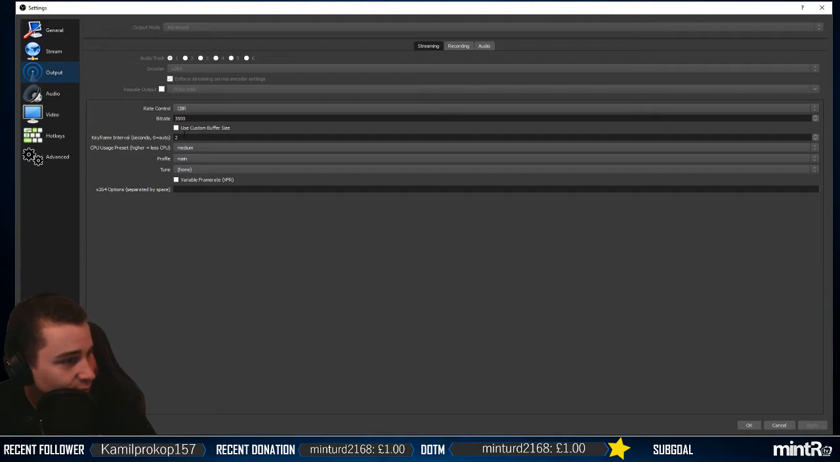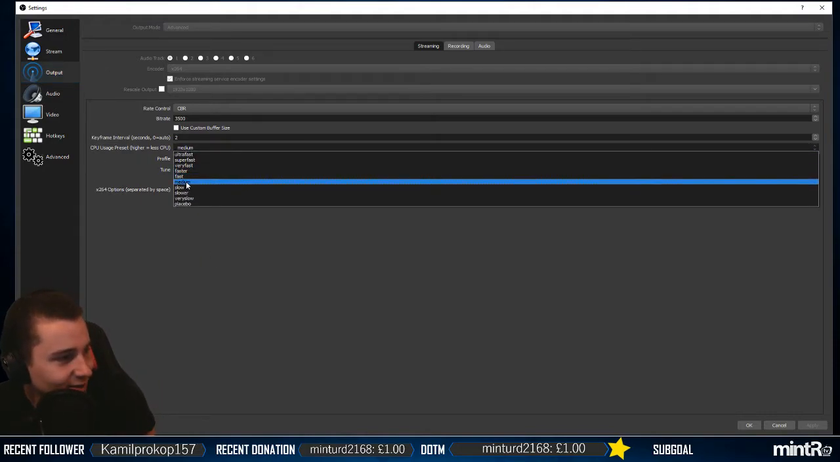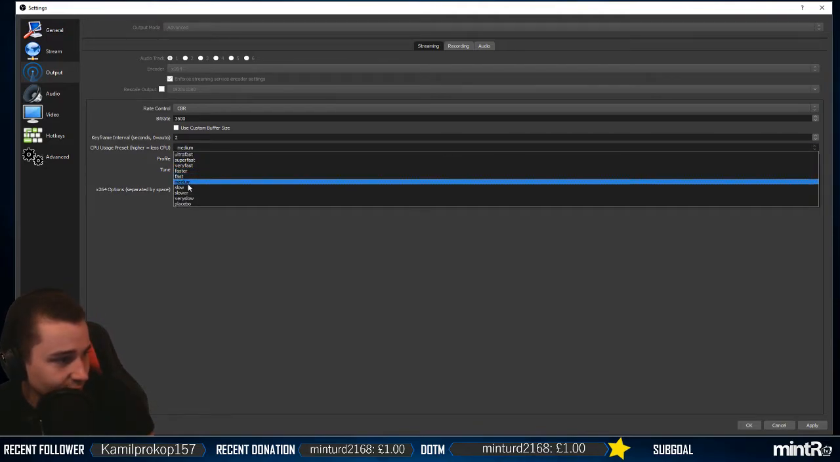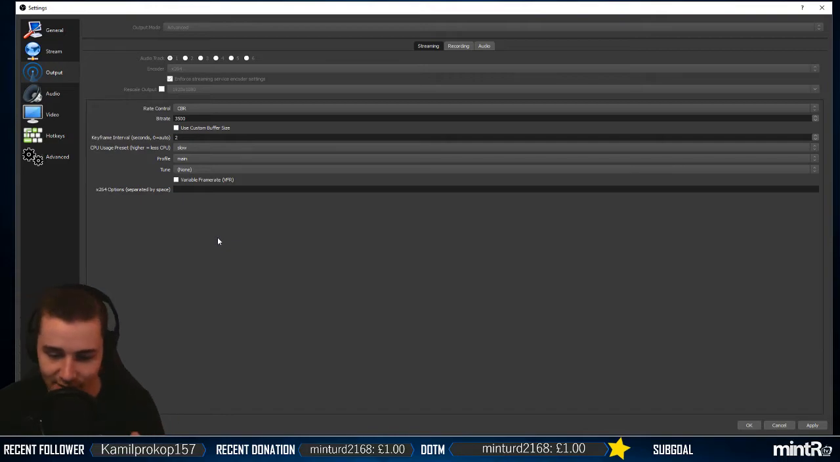Keyframe interval is 2. No idea what it does, but 2 is recommended from Twitch, so I'm just copying exactly what they've recommended. My preset, so this varies. I switch between fast and medium. Fast is usually where I go. I can stream on medium. This is basically how your CPU encodes what it's seeing before it's thrown out to the Twitch servers.